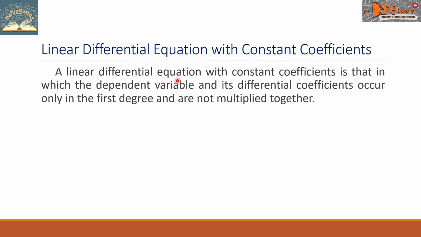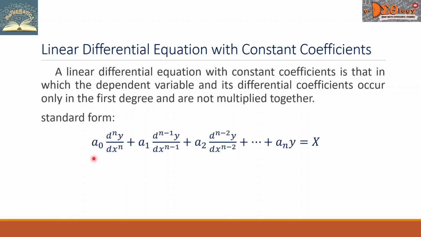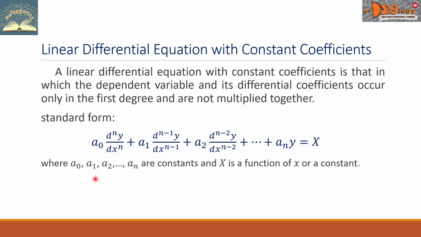A linear differential equation with constant coefficients is that in which the dependent variable and its differential coefficients occur only in the first degree and are not multiplied together. This is the standard form, where a sub 0, a sub 1, a sub 2, up to a sub n are constants. And capital X, this is the capital X on the right side, is a function of x, or a constant.